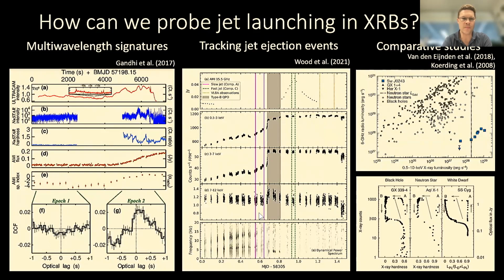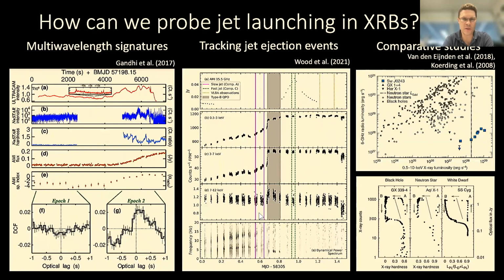So, some obvious signatures that have been suggested over recent years. Detailed, intensive multi-wavelength campaigns have thrown up some interesting hints. Things like the optical fast timing signatures that Poshak and his collaborators found looking at V404 Cygni, as shown on the left here, were very suggestive of something going on down at the jet base that we might be able to pick up immediately before the launch of a radio flare.